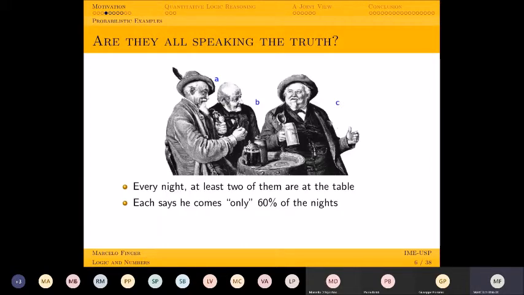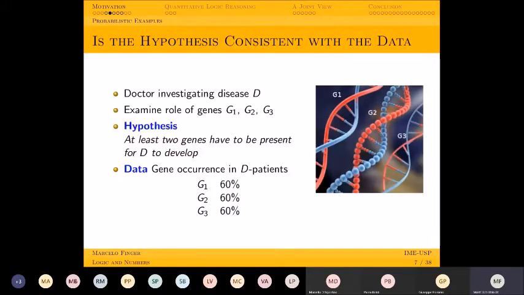So let's go more serious, okay? Now, when I did this example, we weren't dealing with a pandemic, but here we have a doctor investigating the causes of a disease, and she has a theory. She's investigating three genes, and she proposes that at least two of them must be active for the disease to manifest itself, to develop.